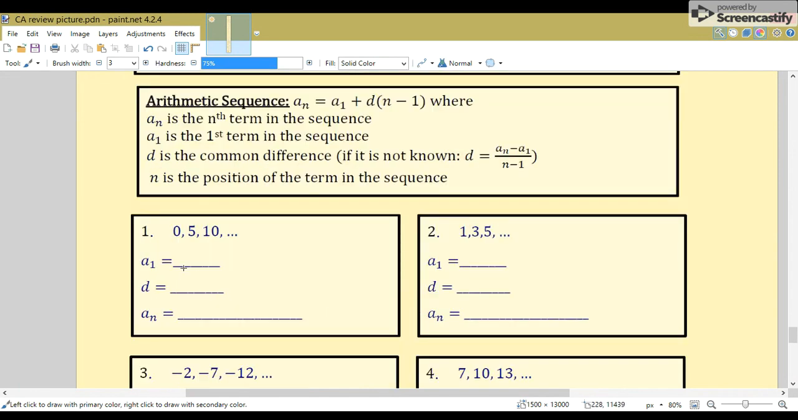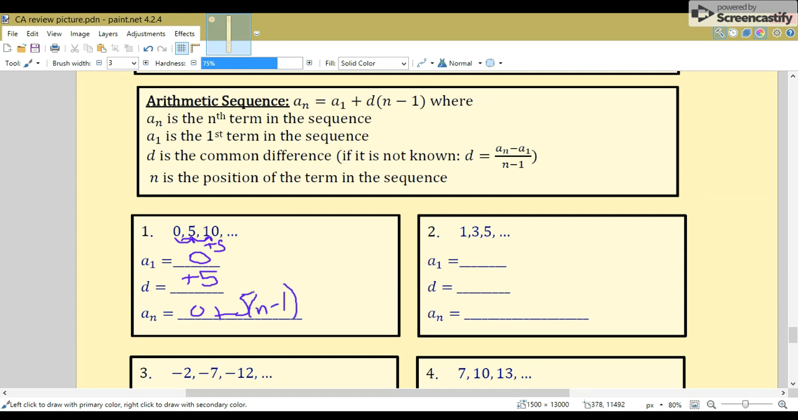So let's look at number 1 here. We have 0, 5, 10. Our first term is 0. We are going to add 5 each time. So our D, our common difference, is plus 5. A of n, plug it into the formula. A of 1 is 0 plus D, which is 5, n minus 1.